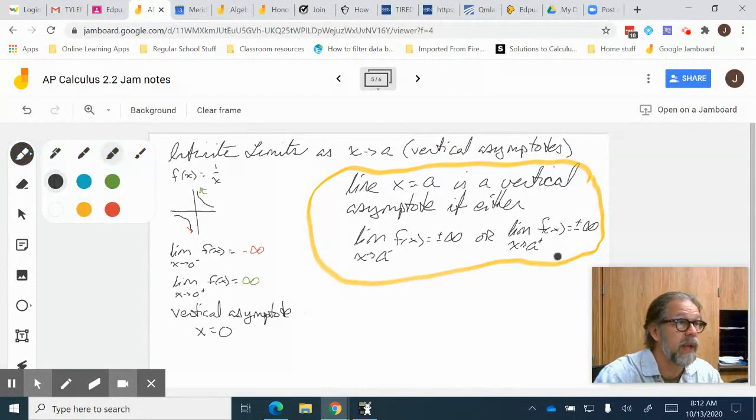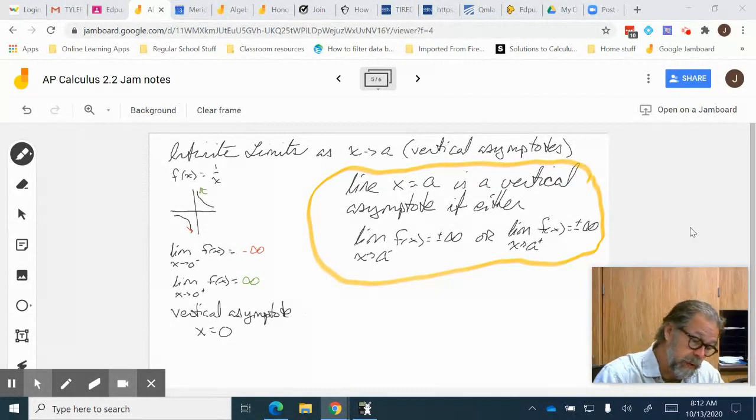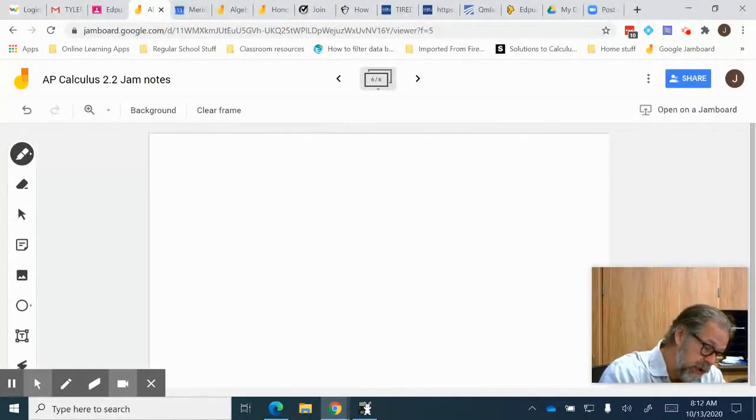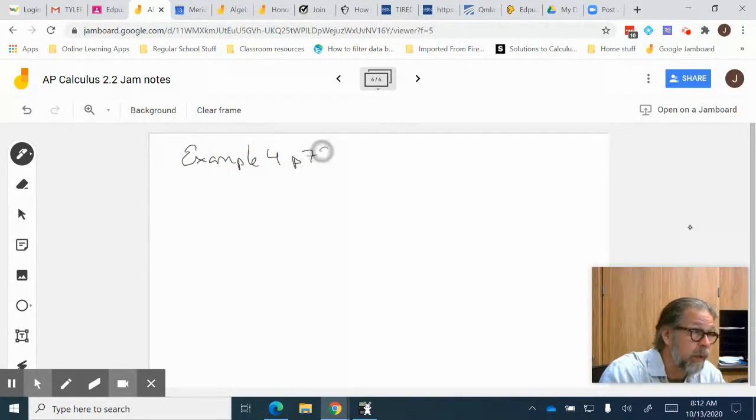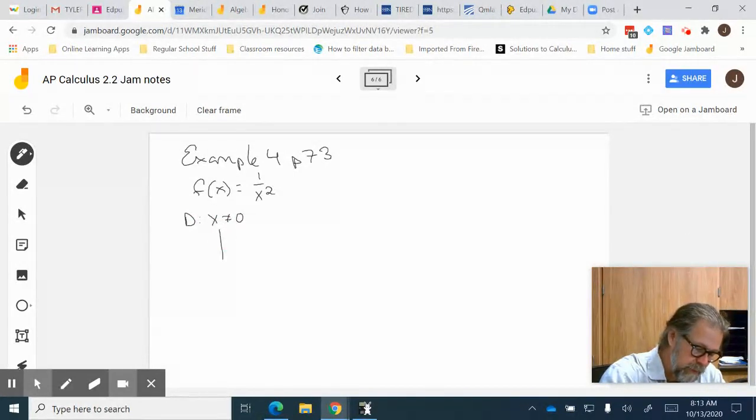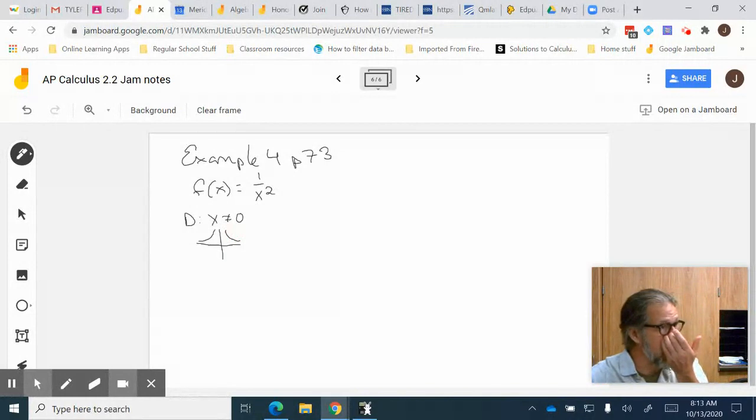And let's take a look at another quick example. We'll go to a new page, and what we've got here is example 4. This is page 73, and we're going to look at f of x equals 1 over x squared. We know that the domain of this is x not equal to 0, and if we do a little fiddling on our calculator, we can see that in fact this one looks like this. When we plug in our x's, the y's are always going to be positive.